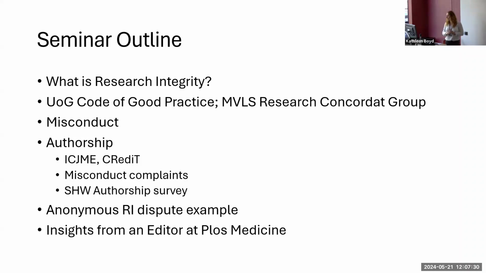Once I've finished talking, Peter is going to give us some examples of research integrity disputes, and the formal process. We can have research integrity issues quite often, and in most cases they do get resolved informally, but there is a formal process for misconduct complaints and issues. Peter will talk you through an example of one of those, which is anonymised and from a different university, just to make sure that there's nothing from SHW. And then he's also going to give us some insights. He's an editor at PLOS Medicine, and there are a lot of research integrity and authorship issues there. So Peter's going to talk us through some of those.